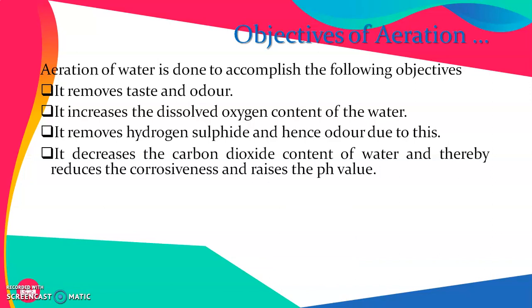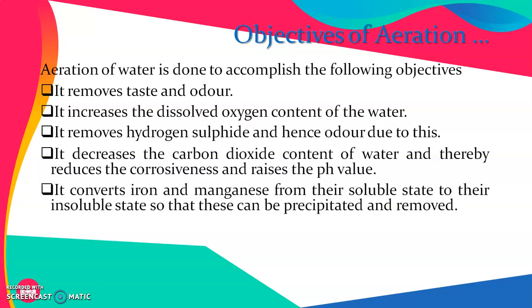It decreases the carbon dioxide content of water and thereby reduces corrosiveness and raises the pH value. It also converts iron and manganese from their soluble state to their insoluble state, so that these can be precipitated and removed. Generally, when we add oxygen, iron oxide or manganese oxides are formed. When such oxides are formed, a change in state occurs. Generally, iron and manganese are present in water in a soluble state, but their oxidized form is always insoluble, and this helps us to remove them by precipitation.